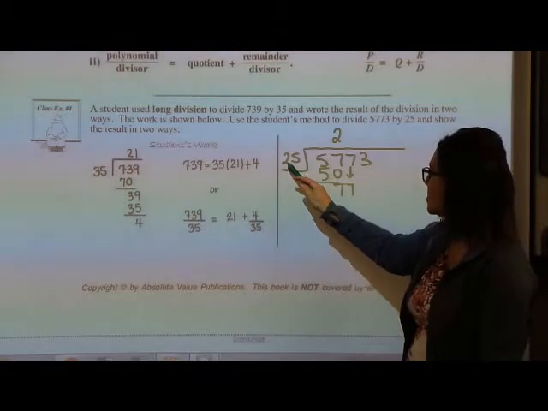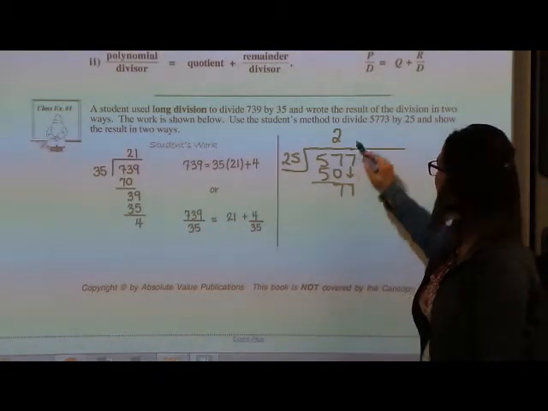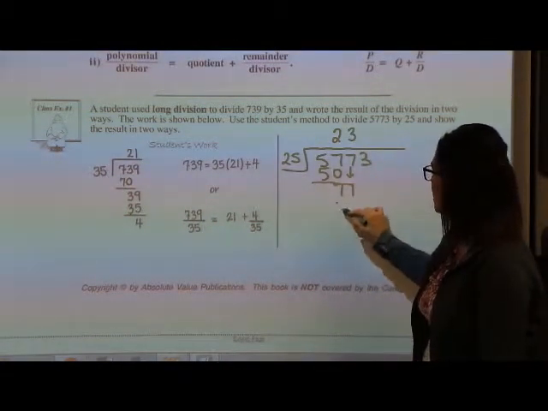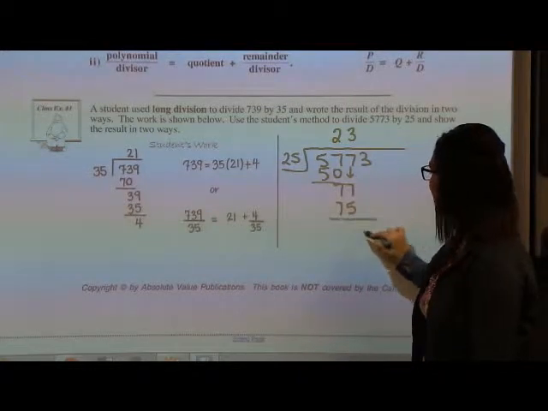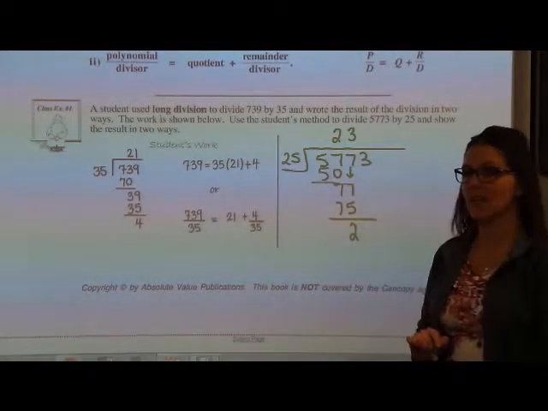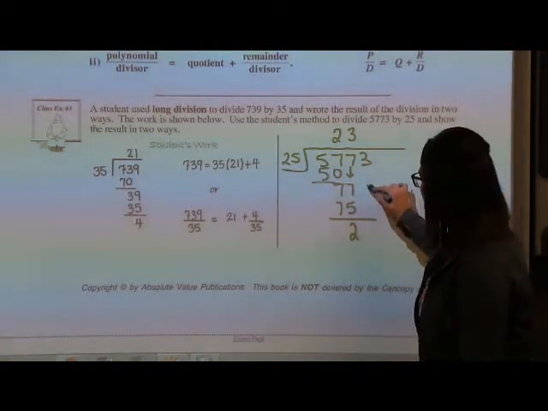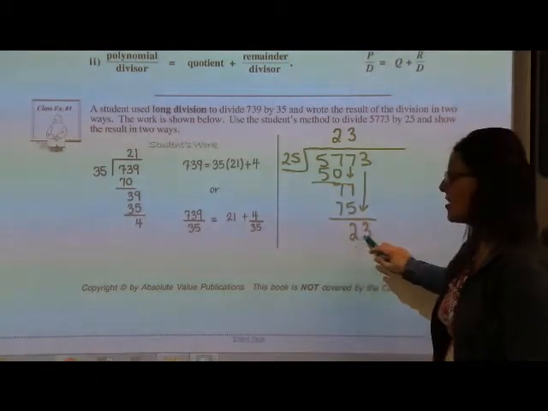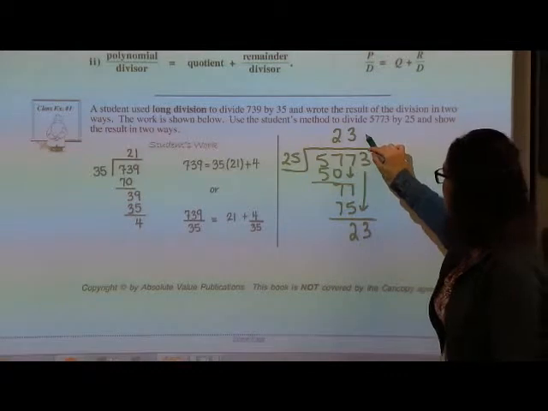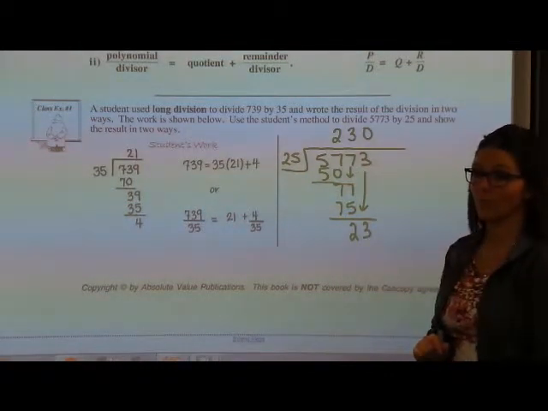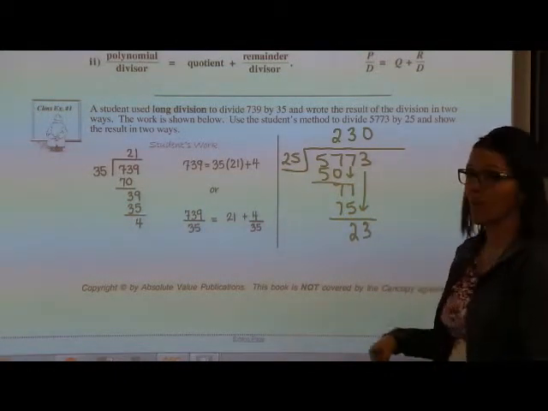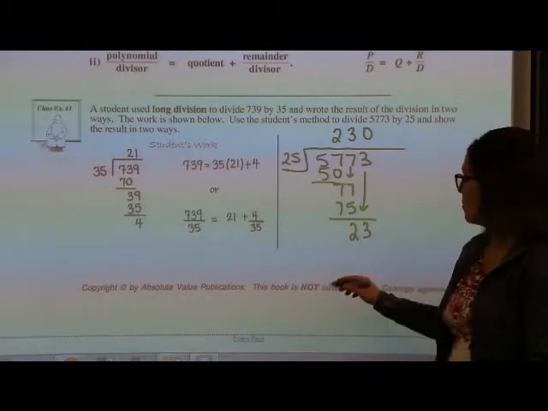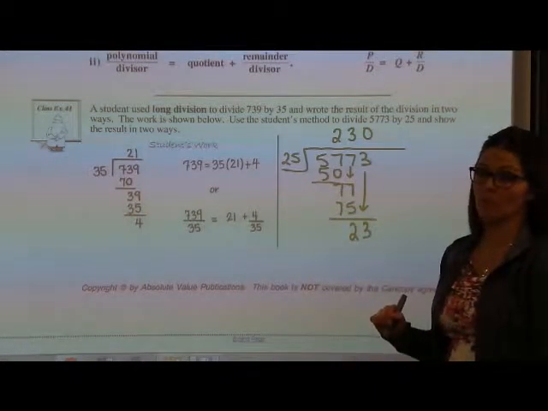So now I'm looking at 25 can go into 77 3 times. Multiply it through, I get 75. Subtract, I get 2. Bring the 3 down, and I get 23. 25 cannot go into 23, so this becomes a 0. 0 times 25 is 0, so I would be left with 23 as my remainder.